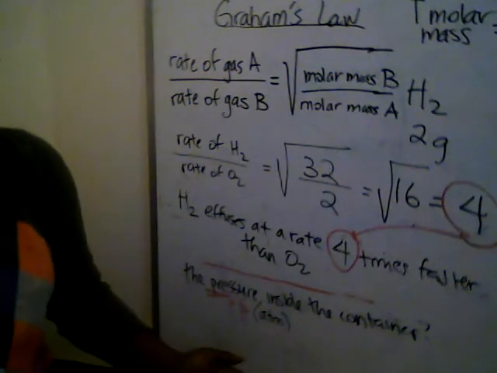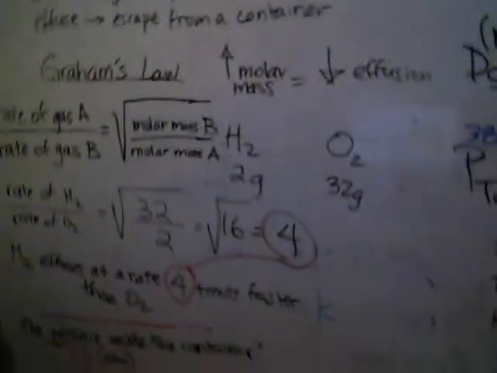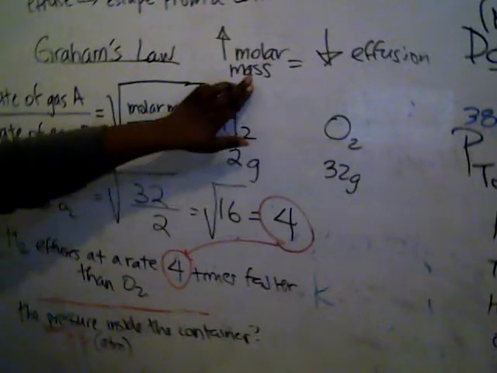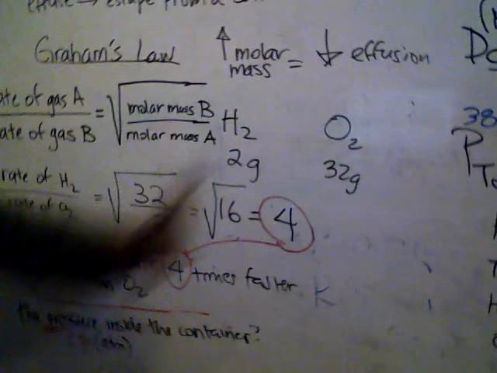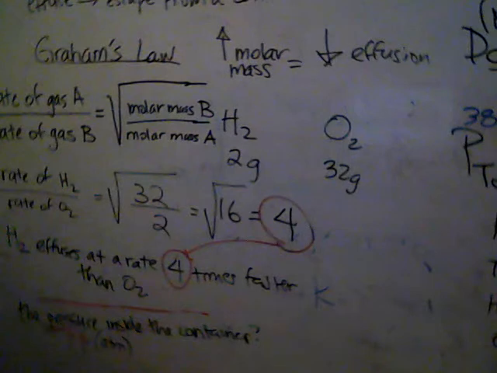But for test or quiz purposes, the most important thing to know would be this concept here. As the molar mass of a gas increases, the rate that it can move or effuse decreases. So if you're given 2 different gases, you want to look at the molar mass. Whichever is bigger is going to be the one that moves slower. And that's probably the extent of what you will need to know for a test.